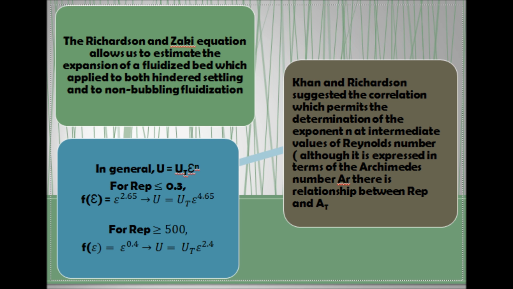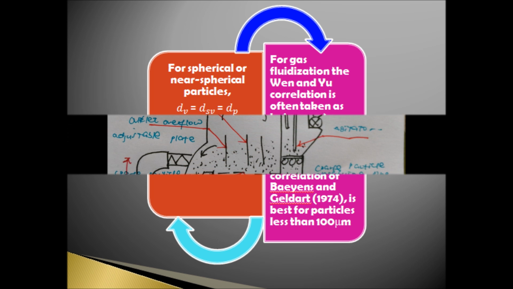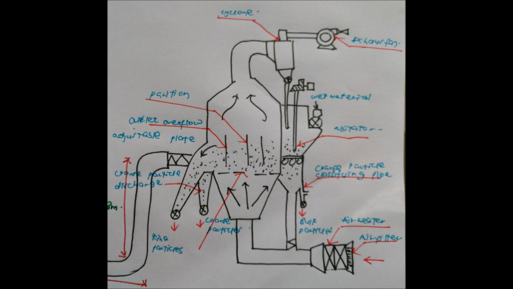Since the Reynolds number that was calculated earlier is not in the range, the Richardson and Zaki correlation has been suggested to find the n value. This equation is used to find the voidage in the fluidized bed. For gas fluidization, the Wen-Yu correlation is often taken as being the most suitable for particles larger than 100 micrometer. This diagram shows the fluidized bed dryer for our production.